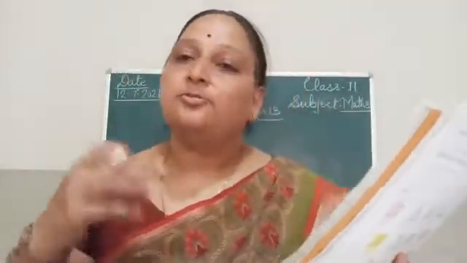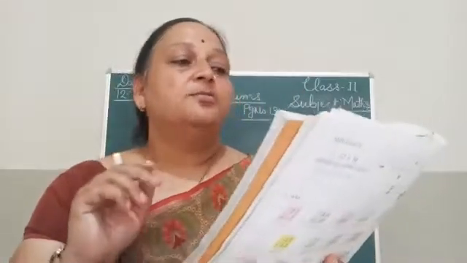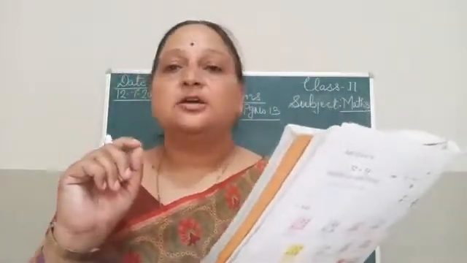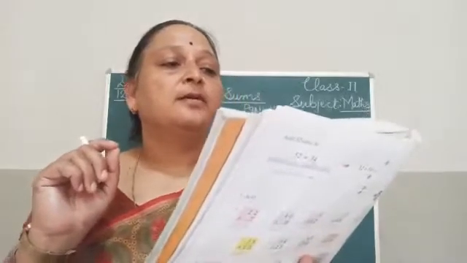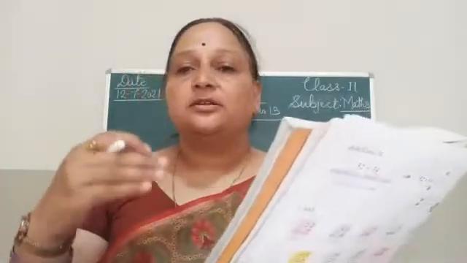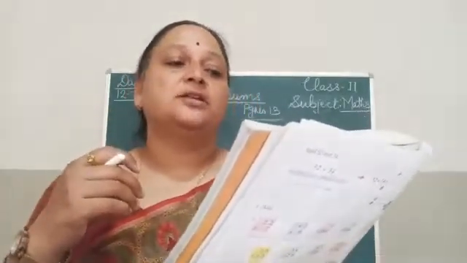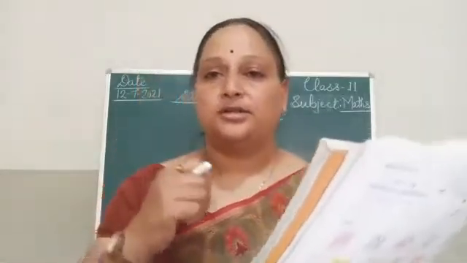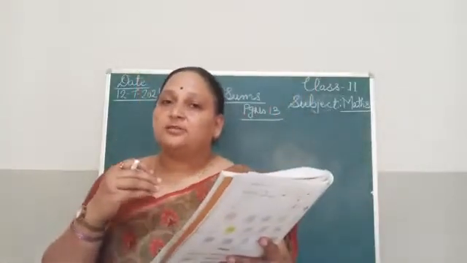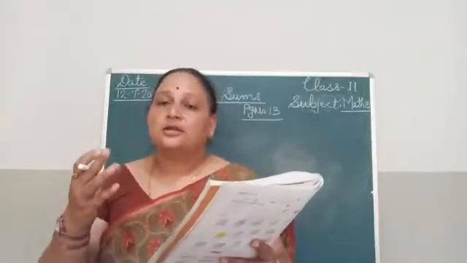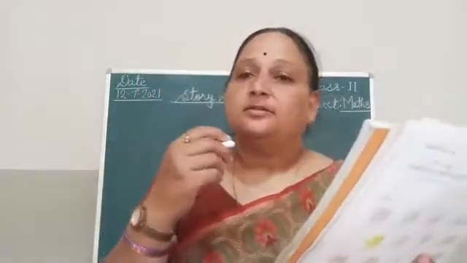It is already solved, but I am reading. A bus started with 32 children. Later, 27 children got in. How many children were there in the bus altogether? Whenever the word altogether comes, we will add the numbers.